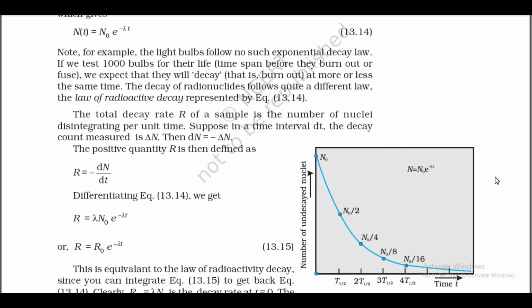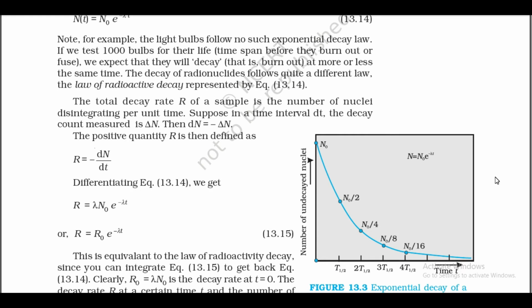Note for example, light bulbs follow no such exponential decay law. If we test 1000 bulbs for their lifetime before they burn out or fuse, we expect that they will decay, that is, burn out at more or less the same time. The decay of radionuclides follows quite a different law. The law of radioactive decay is represented by equation 13.14.